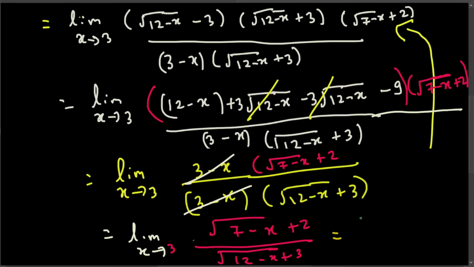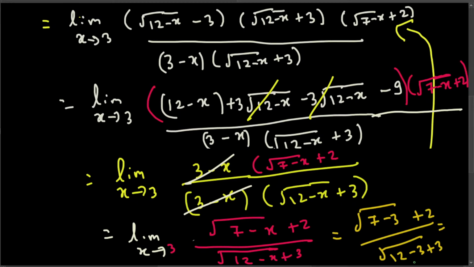So if I do that, this is going to be square root of 7 minus 3, plus 2, divided by square root of 12 minus 3, plus 3. So 7 minus 3 is 4. Square root of 4 is 2. 2 plus 2 is 4. And then this is 12 minus 3, that's 9. Square root of 9 is 3. 3 plus 3 is 6. So 4 over 6 we are getting.